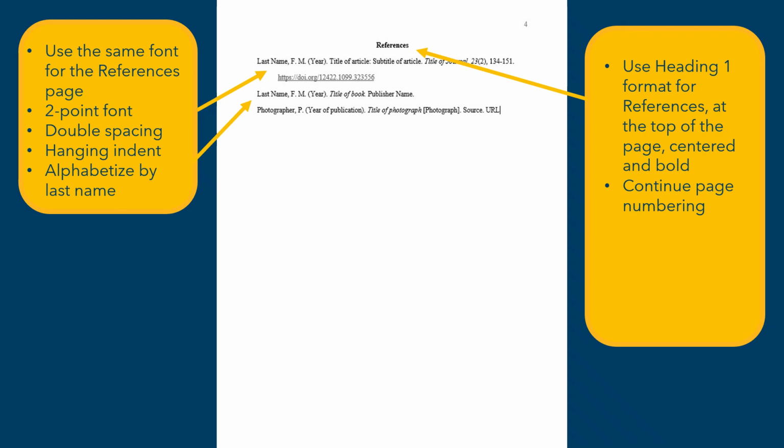The References page should keep the same formatting as the rest of the paper, with double spacing, the same 12-point font you have used throughout the paper, and 1-inch margins on all sides. References are alphabetized by the last name of the author or of the lead author if there is more than one author.